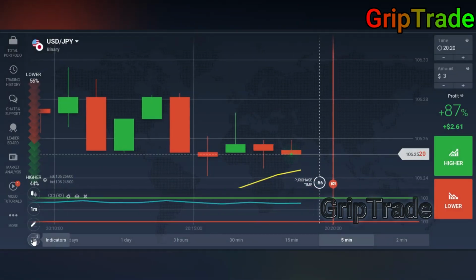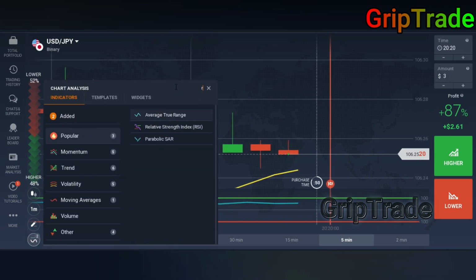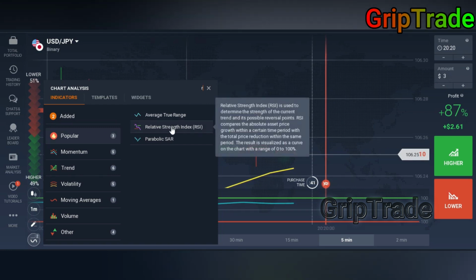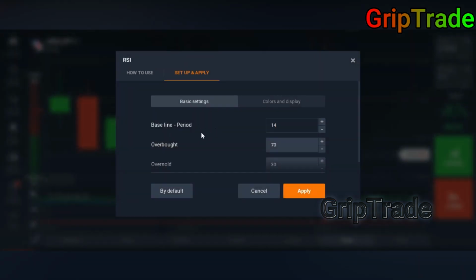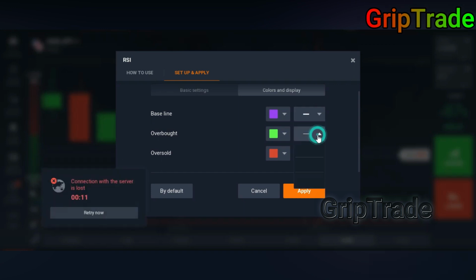Fine. Now you need to go into the indicators bar again. You need to go into popular and find the relative strength index. Even if you write only the alphabet R, you're going to see RSI. All you need to do is set the period for this as 7. As far as the overbought and oversold levels are concerned, they should be 70 and 30 as per the default settings. Select the colors and display of your choice. Let me make them super bold again for your convenience. There, I'm going to apply it right now.